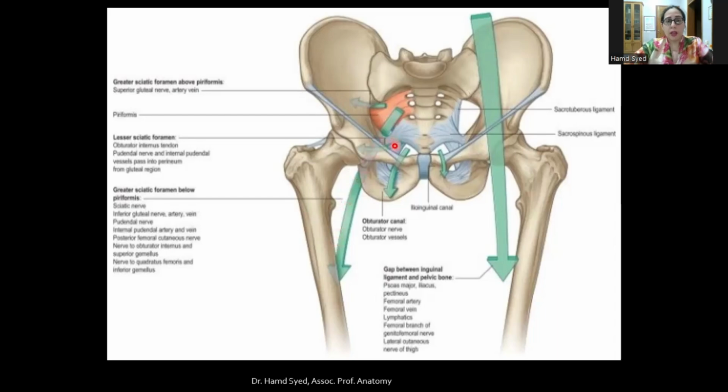Then we can see the lesser sciatic foramen over here. This is the passageway for the obturator internus tendon and also the pudendal nerve and internal pudendal vessels, which pass from the perineum, that is the portion of the pelvis below the pelvic diaphragm. From here, the structures pass into the gluteal region through the lesser sciatic foramen. So this is a summary of the passages.